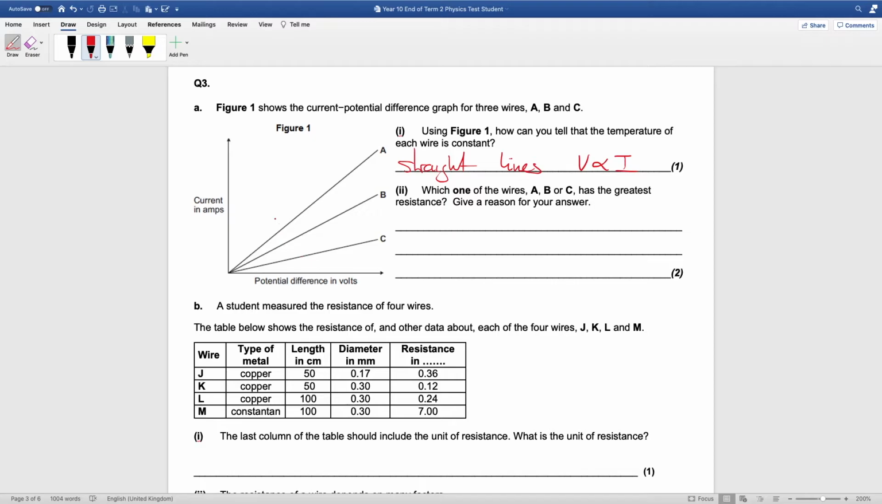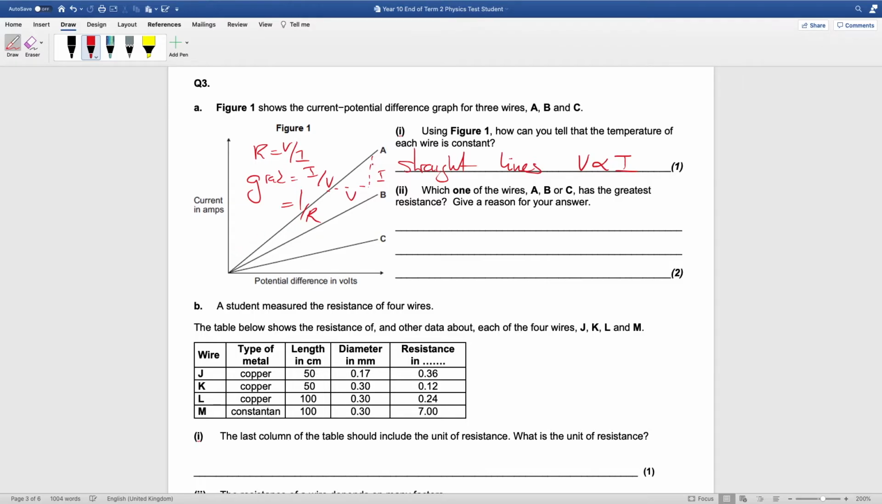Which one of the wires A, B, C has the greatest resistance? Well, you know that resistance is potential difference over current, and the gradient here is the current over the potential difference, and therefore the gradient is 1 over the resistance. So the bigger the resistance, the smaller the gradient.